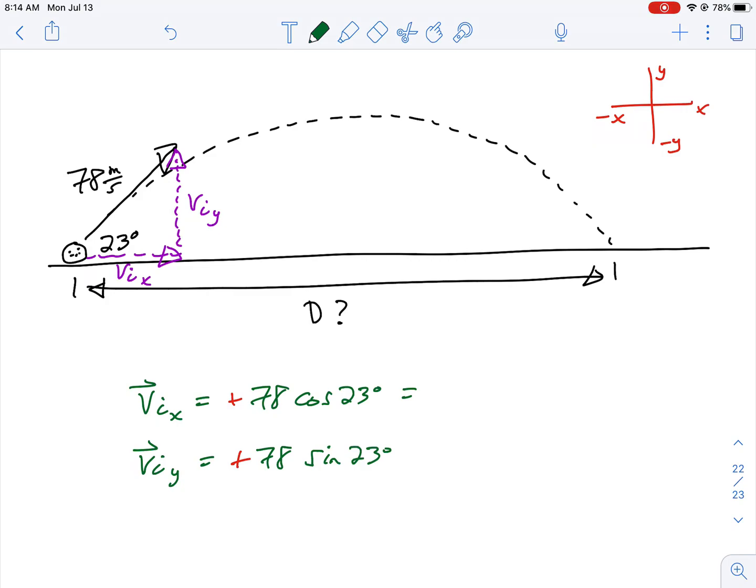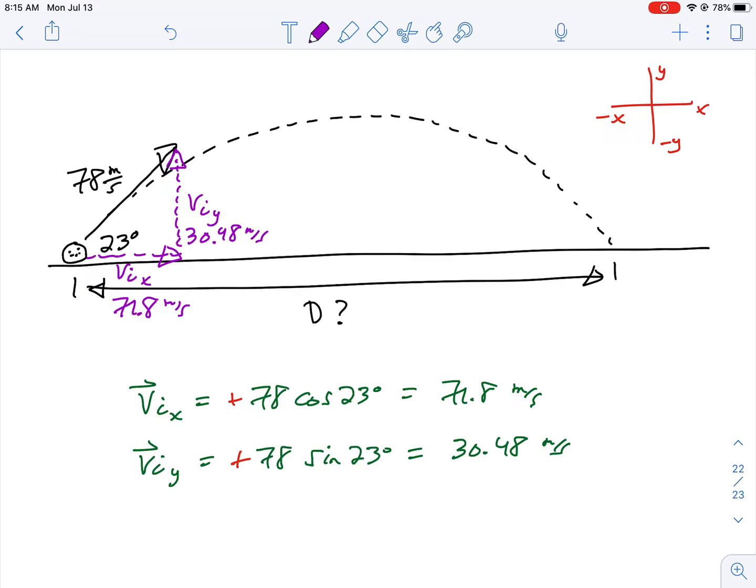So the horizontal is about 71.8 meters per second. And the vertical is 30.48. And there we go. And if you want to, you can put those on the diagram. So v initial x, 71.8. And then v initial y, 30.48. Done. Okay, that's step one.